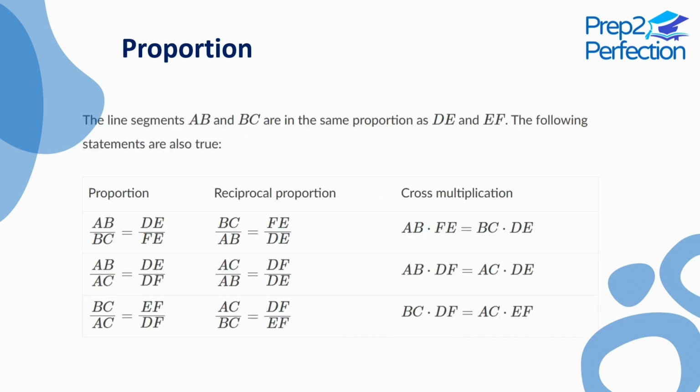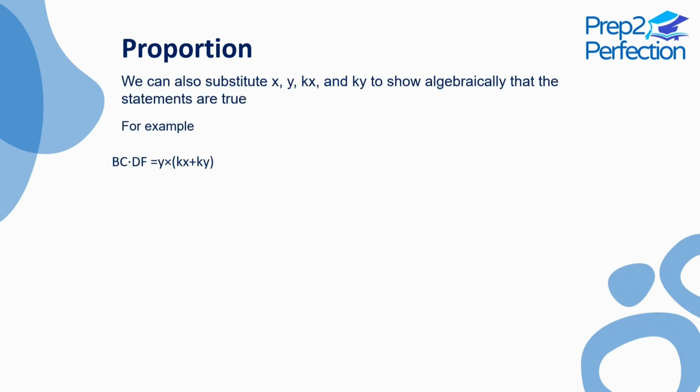Proportion. The line segments AB and BC are in the same proportion as DE and EF. The following statements are true. Proportions: AB over BC is equal to DE over EF. The reciprocal proportions: BC over AB is equal to EF over DE. And then cross multiplication: AB times EF equals BC times DE.